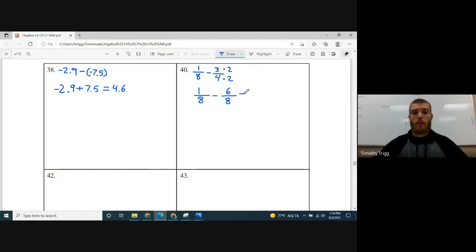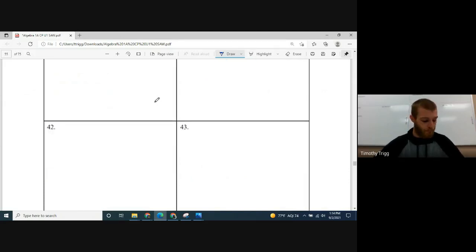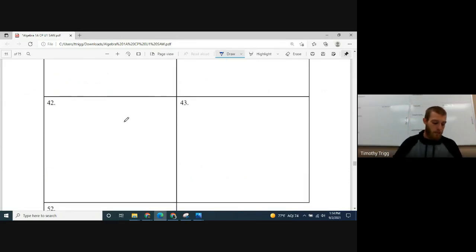Okay, so now we just subtract 1 minus 6, essentially, or in other words, positive 1 and negative 6 makes negative 5. The denominator, do not subtract those or add those or anything, it just gets carried along.